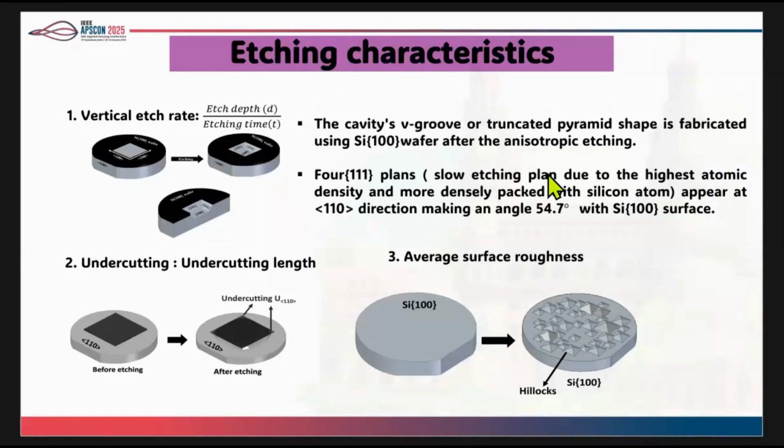The third is average surface roughness. If we etch the silicon, at the same time we get this type of helix-form geometry. During the anisotropic etching, some H2 bubbles are formed. Those H2 bubbles act as a micromask, so this type of helix-shaped geometry is formed. This helix-shaped geometry makes the entire surface act as a rough surface.